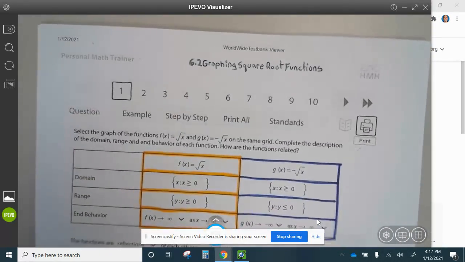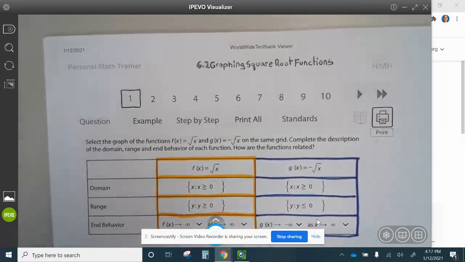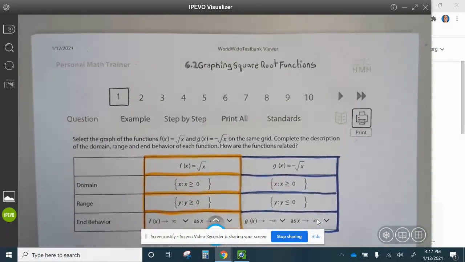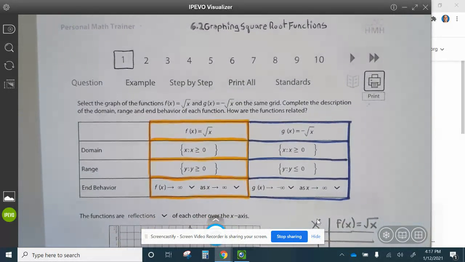Let me adjust the lighting a little bit in the camera. Oh, there we go. All right.